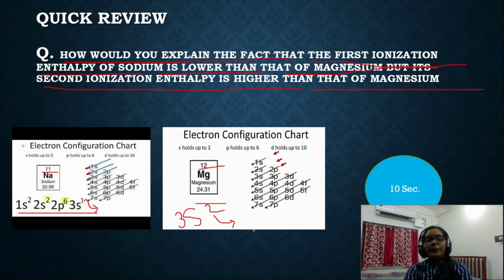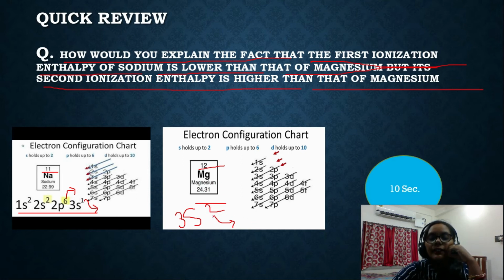Now what will happen? Look, for sodium, what about the second ionization energy? That means from this full shell, if we want to remove one electron, the full shell will be destroyed. That means stability will be really decreased. That is why the second ionization energy of sodium will be very high. Okay. And for magnesium, what will happen?